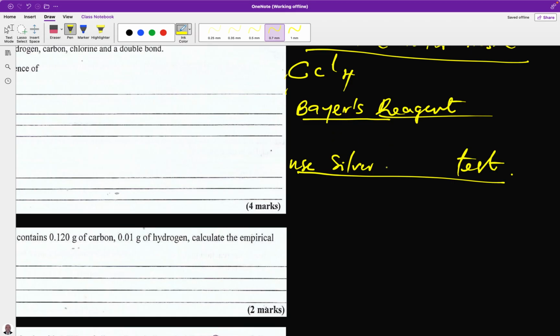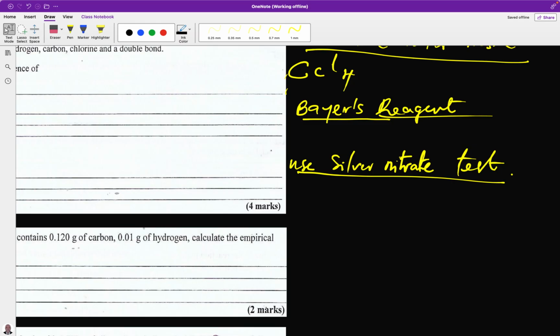Silver nitrate, sorry. Use silver nitrate test. When you write use silver nitrate test, you cannot proceed. On addition of a freshly prepared solution of silver nitrate to a sample of organic compound containing chlorine, the presence of chlorine there is indicated by the formation of white precipitate.